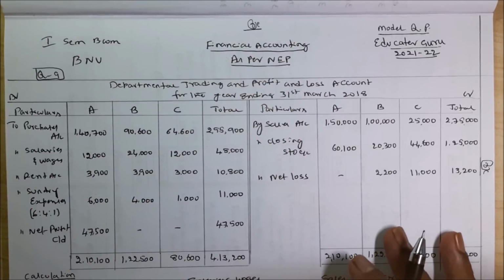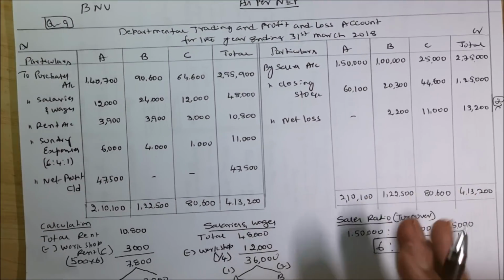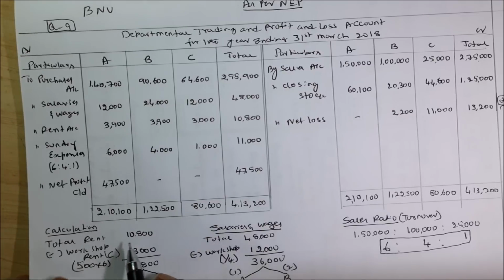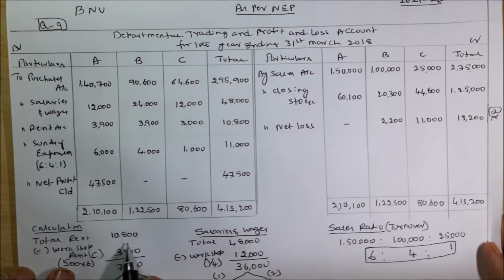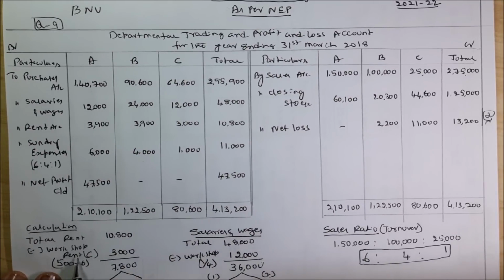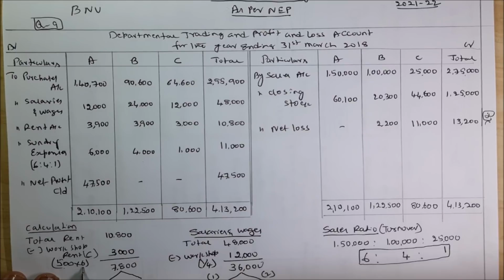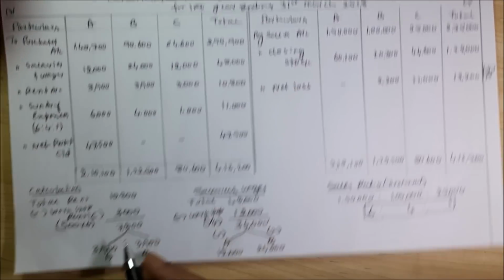So let us go for the calculation. Total rent is how much actually? 10,800. Right? Workshop rent 500 into 6 months, how much is it actually? 3,000.